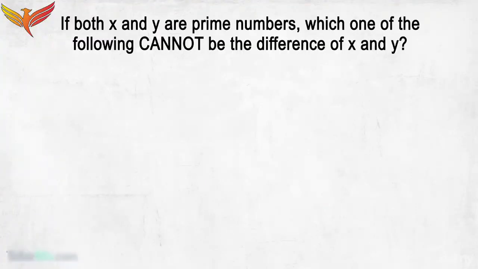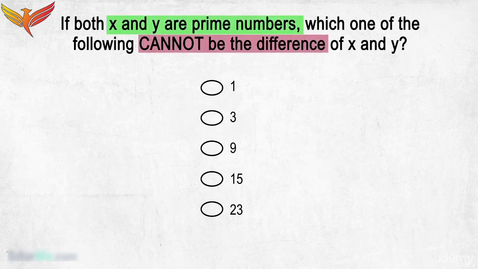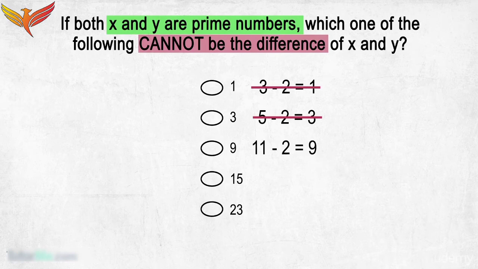Let's try another. If both x and y are prime numbers, which of the following cannot be the difference of x and y? So we're looking for an answer that could not be the difference of two prime numbers. Well, 3 minus 2 is 1, and 3 and 2 are prime. So this eliminates 1. 5 and 2 are prime, and 5 minus 2 is 3. So we know that's not the answer either. 11 and 2 are prime, and 11 minus 2 is 9. We can eliminate that. Next, both 17 and 2 are prime, and 17 minus 2 is 15. Therefore, by process of elimination, 23 is our answer.